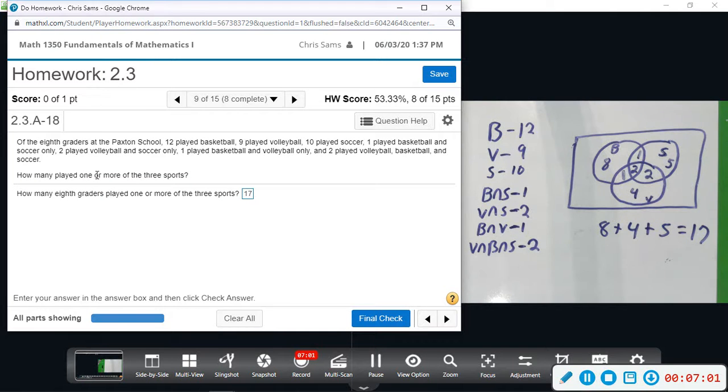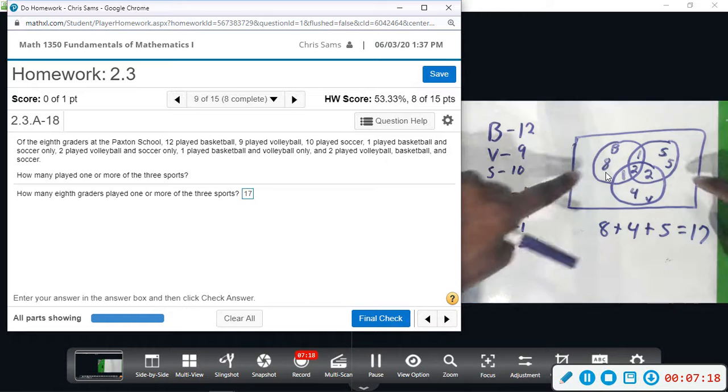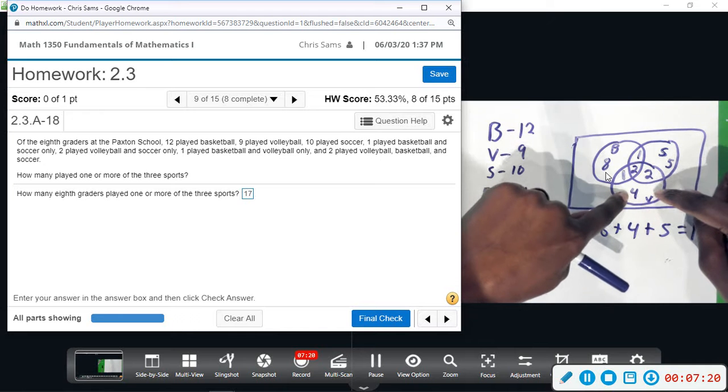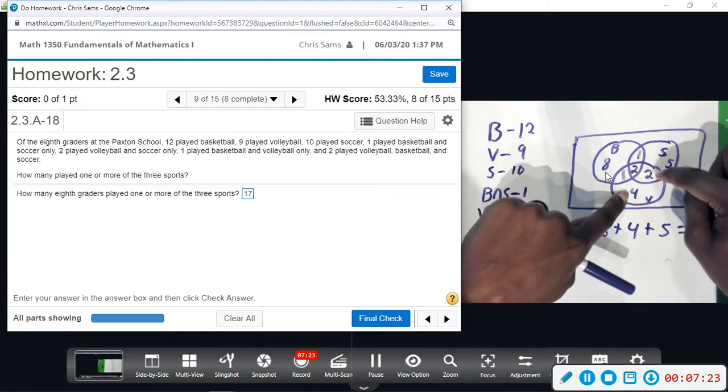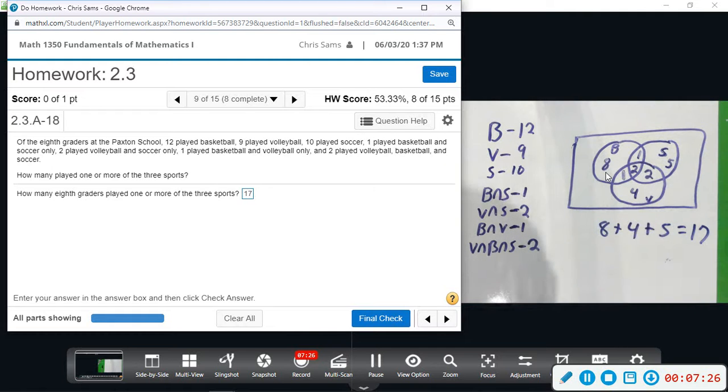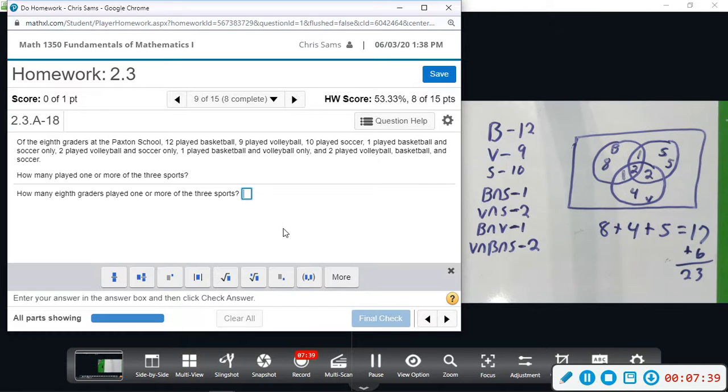How many people played one or more of the 3 sports? Okay, so I just read that wrong. How many people played one sport is what I was thinking. How many people played one or more sports? So now that I have all of this information there, I'll just add up all of those numbers. So I've added up these big guys. I got 17, so I just have to add 5, 6 to that, and that will give us 23. Okay, so there's 23 people in here that are playing sports. Be careful, easy to misread, and I have done that several times.